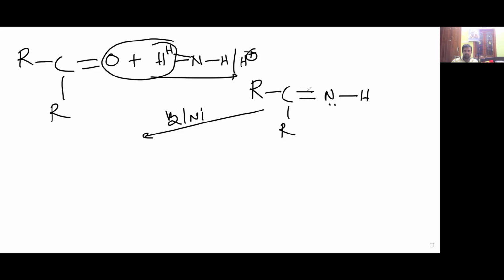Just remember, one hydrogen is added here, another hydrogen is added here. Then what do you get? R, C, R. Very simple. You added H2/Ni. One hydrogen is added to carbon, another hydrogen is added to nitrogen, and the double bond becomes a single bond. Once again, you are going to get a primary amine.